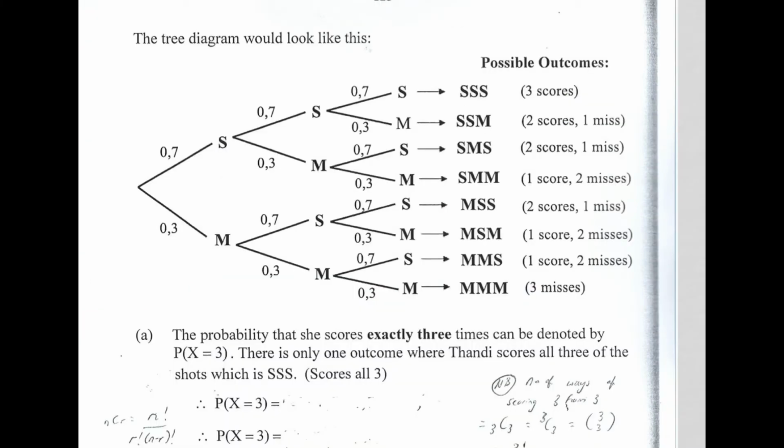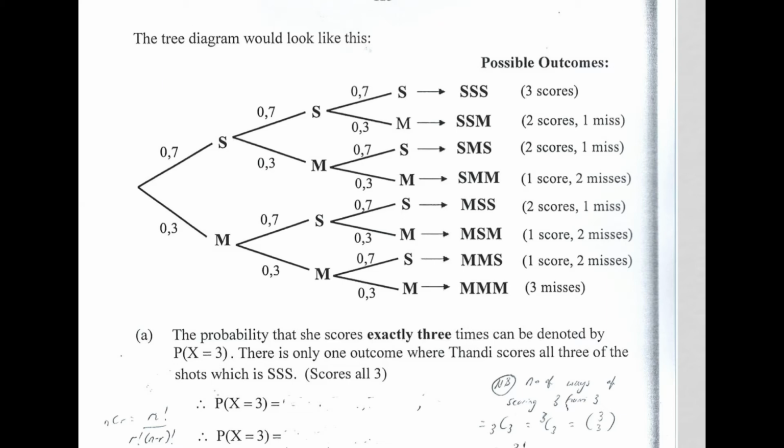Because this example is only looking at 3 shots, we're going to use a tree diagram just to illustrate it. But remember I said that a tree diagram is quite cumbersome, so don't get into the habit of using tree diagrams for these. In fact, you have to use the formula, which we're going to get to shortly. But let's understand the tree diagram.